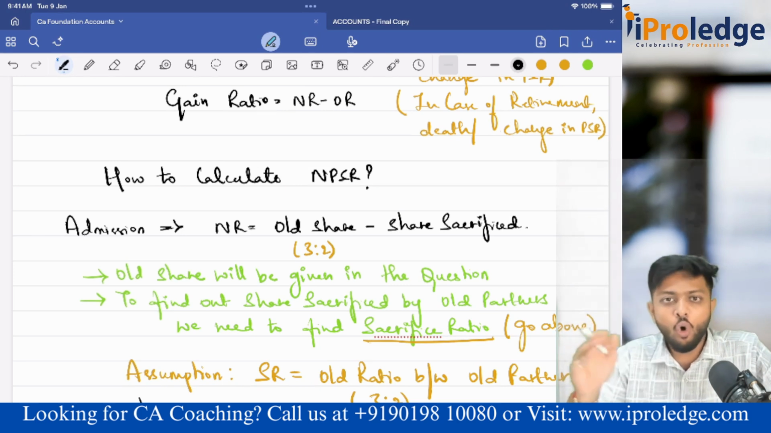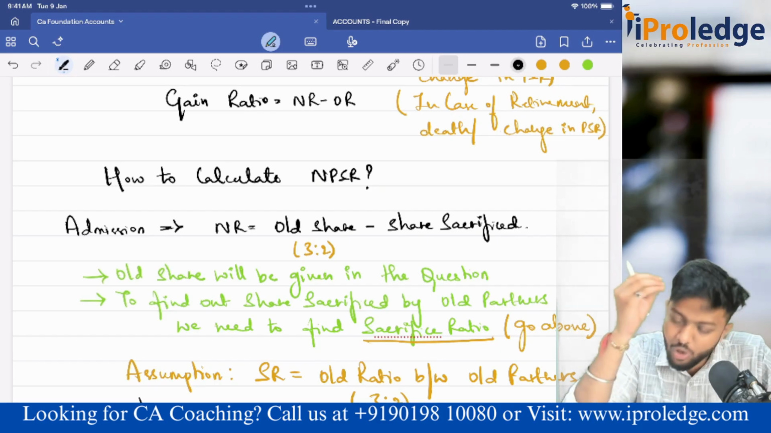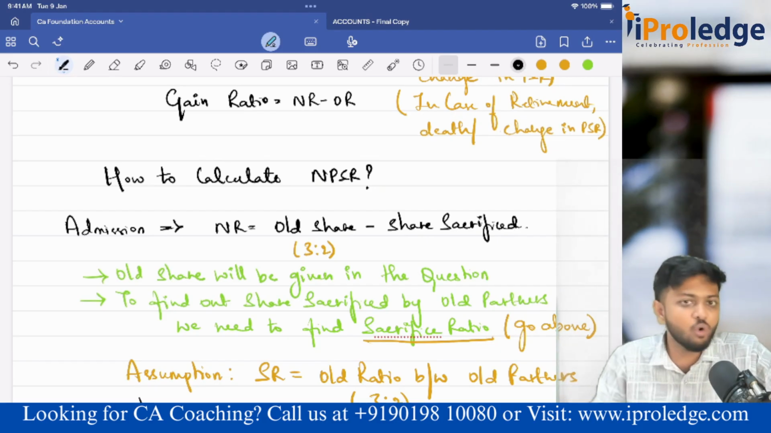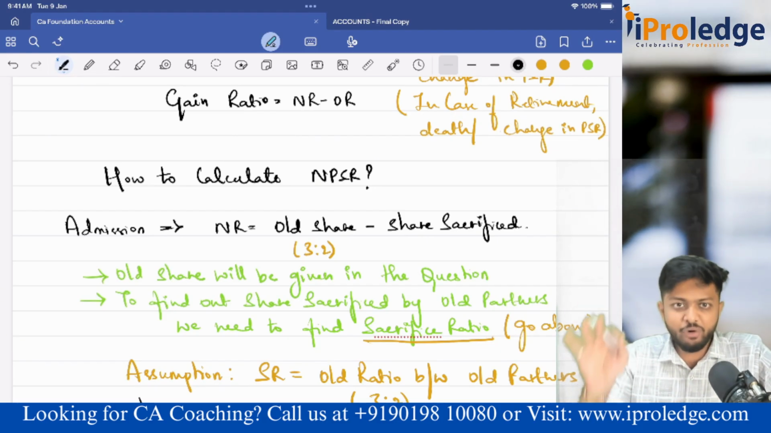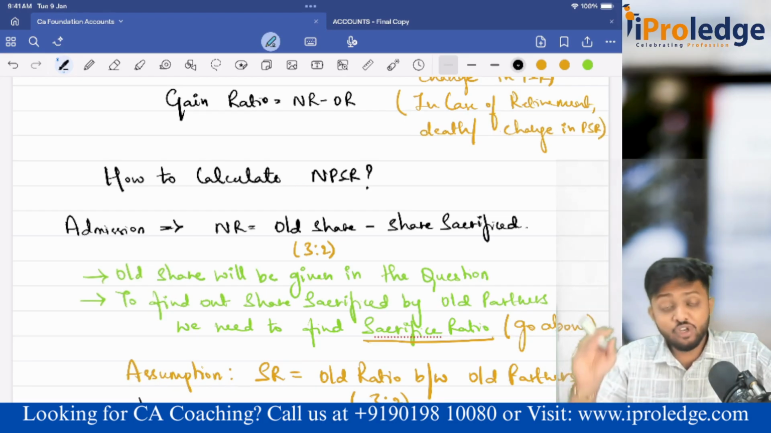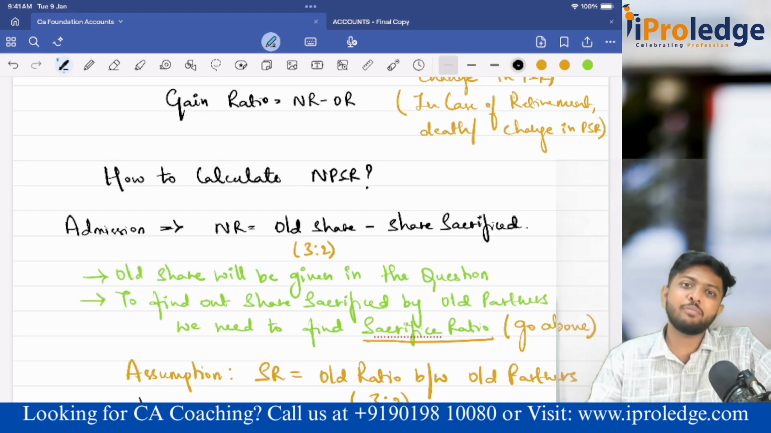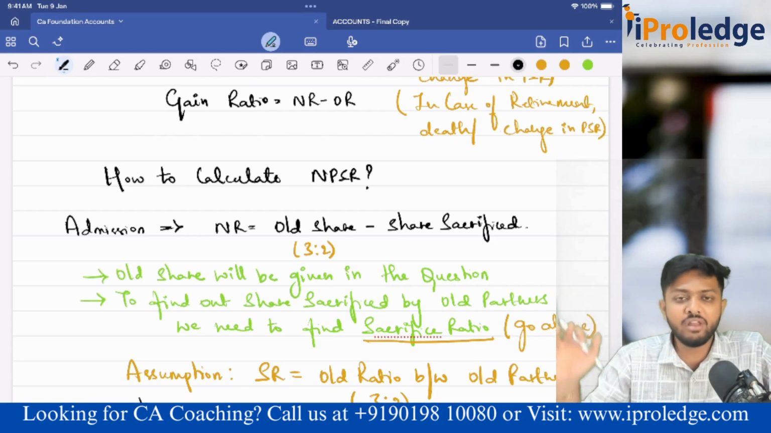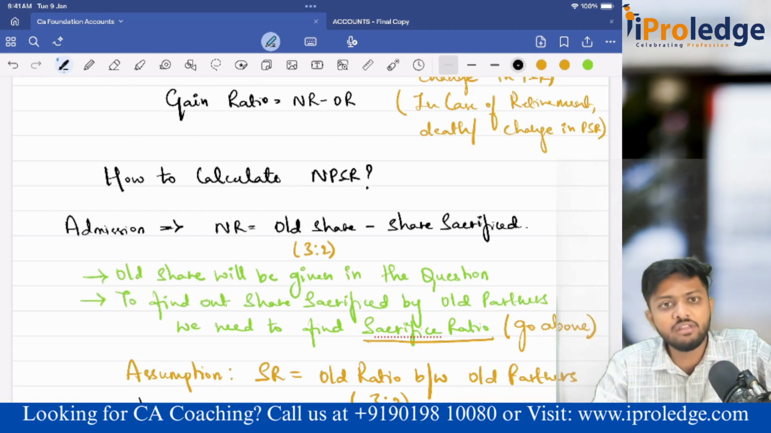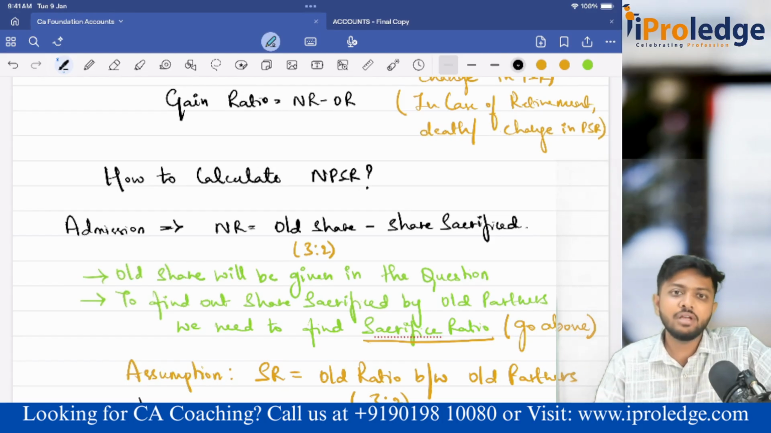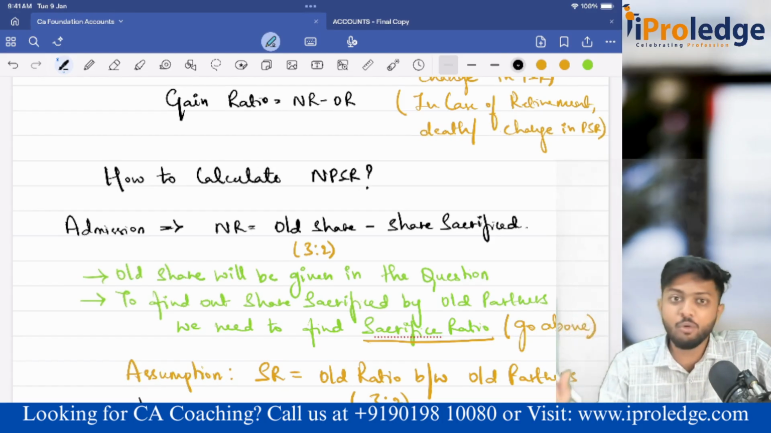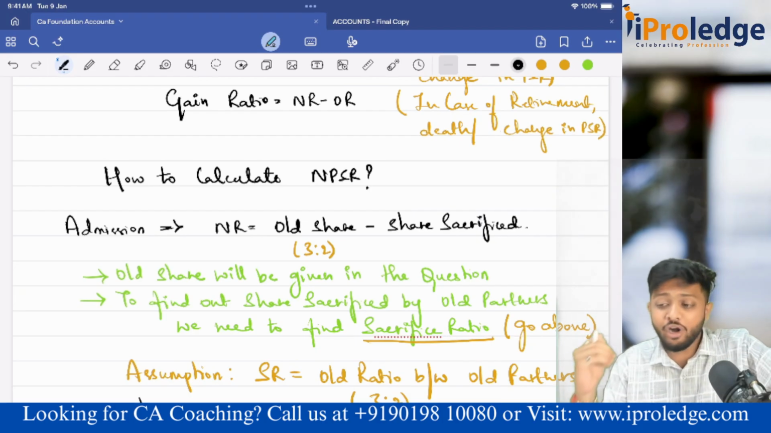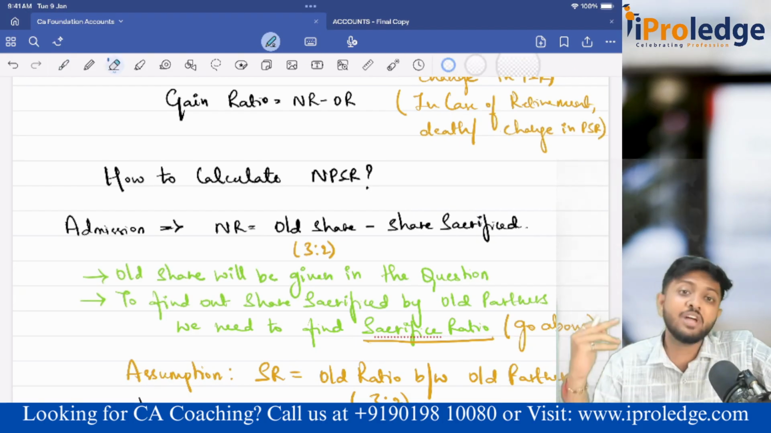How will you find it out? Old ratio is also there in the question. Surely they should have given the old ratio. No way they have not given the old ratio. And if new ratio is also given in the question, then what is the problem? Easily find out sacrifice ratio and gain ratio. Old minus new is sacrifice, new minus old is gain. Simple. If NPSR is given in the question, no problem. Sir, what to do if NPSR is not given in the question?